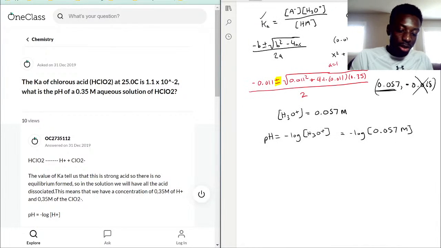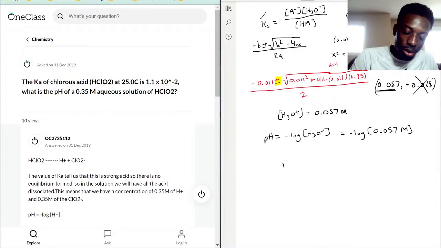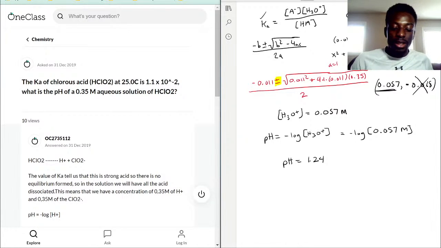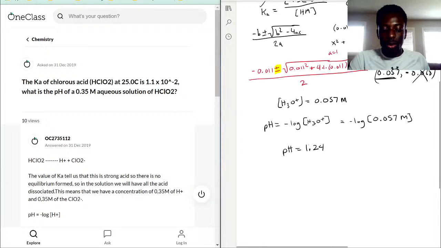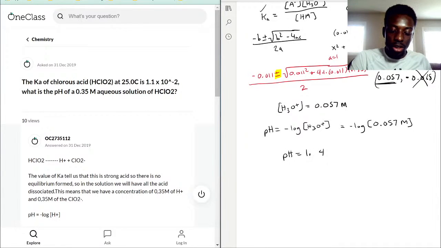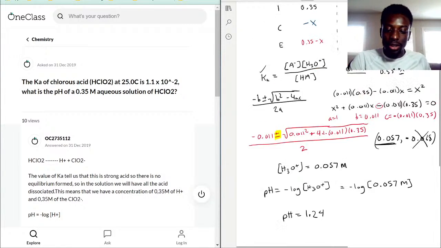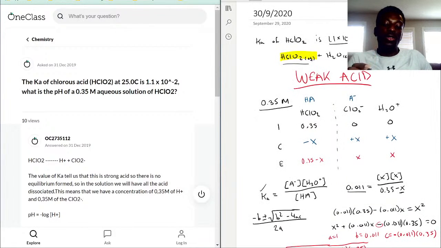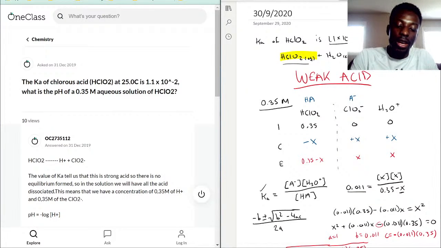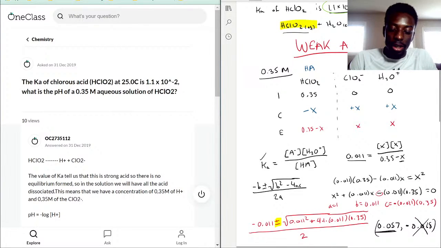When you plug it into your calculator properly, you'll get that the pH of this question is equal to 1.24. That's the pH you should get. Let me just write this better so you can see it. 1.24. All right, so with that, let's just break it down. We discovered it was a weak acid due to its Ka being less than 1. Strong acids usually have a number greater than 1.